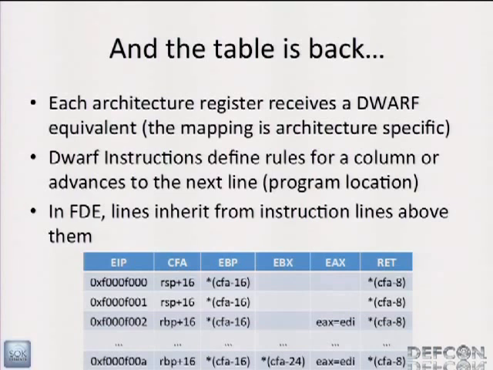Isn't that nifty? So just to bring the table up one more time, each architecture register is mapped to a DWARF register number. These mappings are architecture specific. They're pretty well documented for the most part. There's a mapping in the x86-64 ABI for x86-64. You can find mappings for SPARC, etc. So each DWARF instruction either defines the rules for a particular column or advances to the next line of the table. And in general, table rules inherit from the lines above them as a compression mechanism.